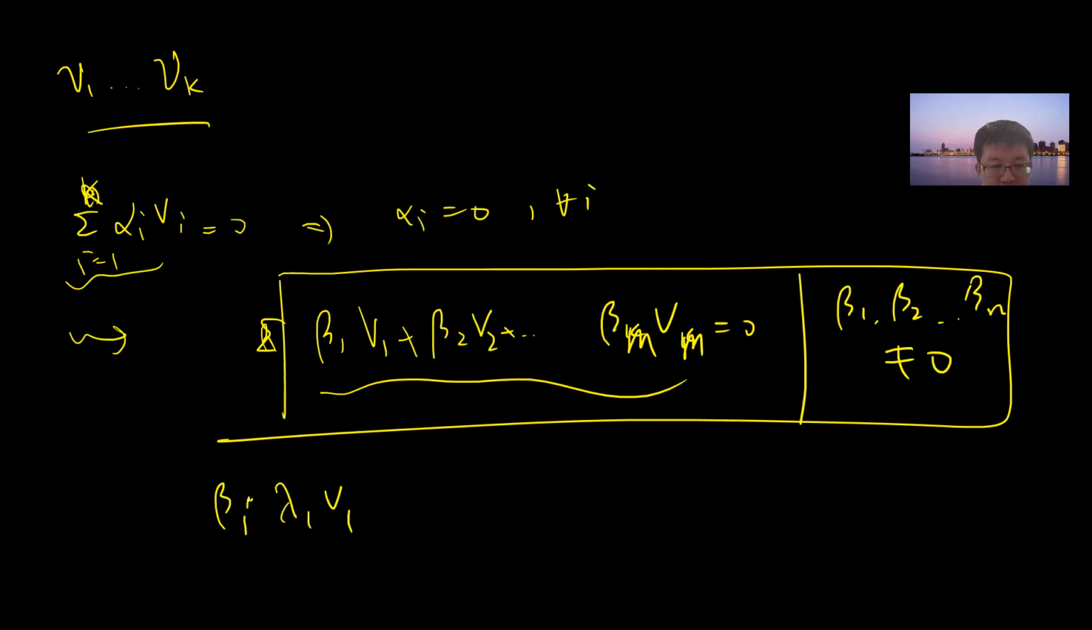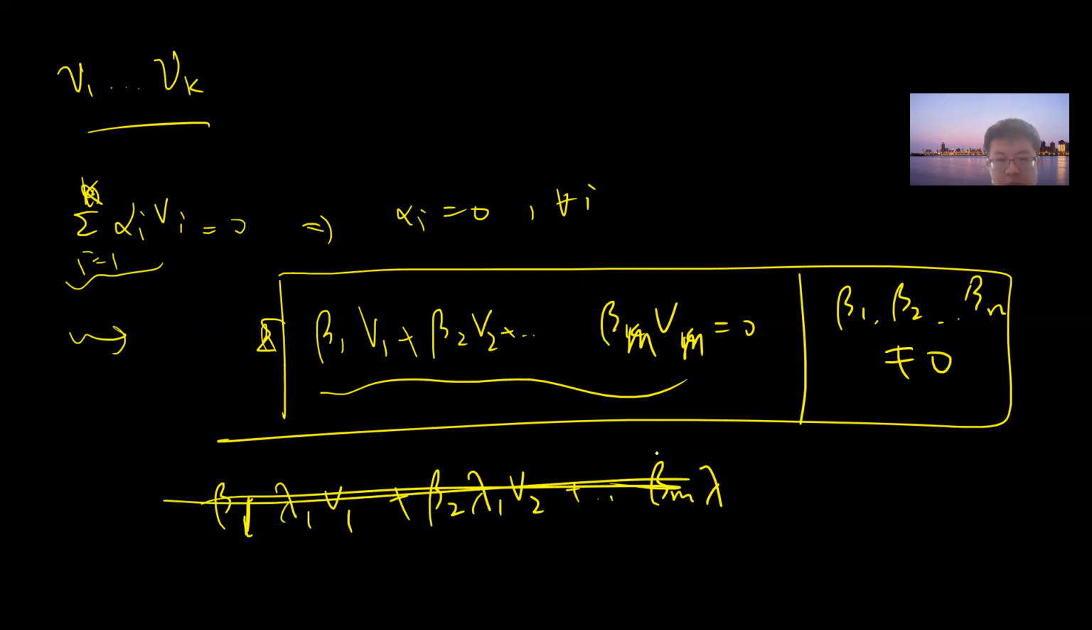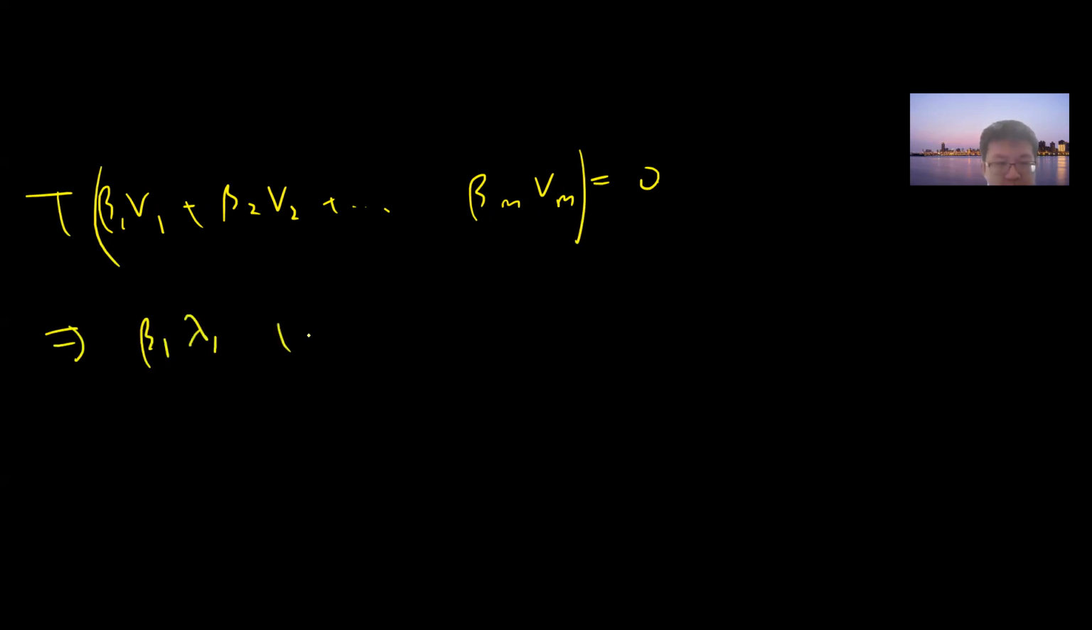Right, so we have beta 1 lambda 1 v1, beta 2 lambda 1 v2, up to beta m lambda 1 vm. So let me start. First I apply T. From here we get beta 1 lambda 1 v1 plus beta 2 lambda 2 v2, because all of them are eigenvectors, up to beta m lambda m vm.